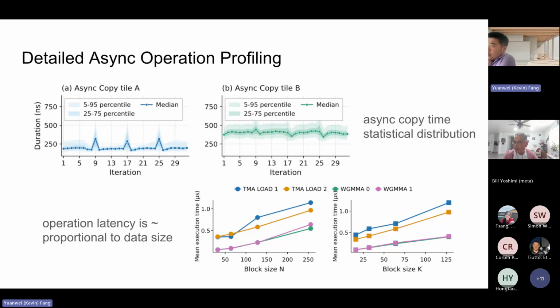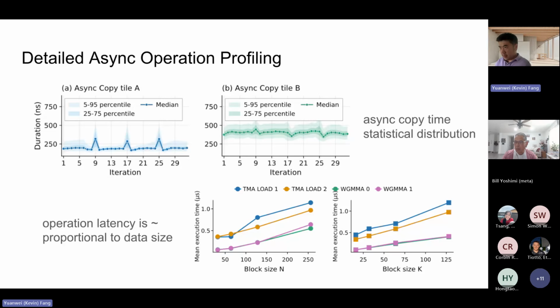These asynchronous operations are tricky because some of them have big variance because they share resources. Like either the TMA or when you load data using CUDA cores, they share the memory system, right? So it's not that accurate if you just measure it once. We developed a method that lets you see the statistical latency across iterations. And for example, the two figures above, right?